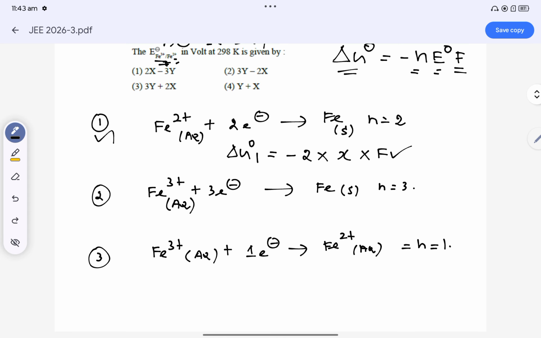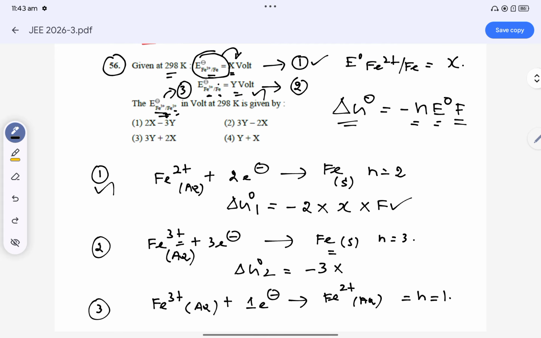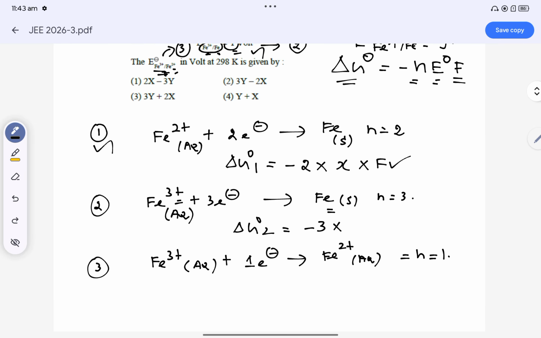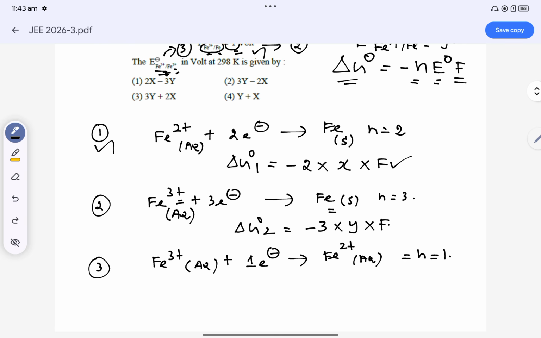For the second reaction, del G naught 2, how many electrons? 3 electrons. For Fe3+ to Fe, E naught is taken as Y. So you just put Y into F. For the third reaction, del G naught 3 is equal to n value 1, so the E naught value will be E naught here. For the third reaction there is no substitution given, so it is taken as E naught and F.